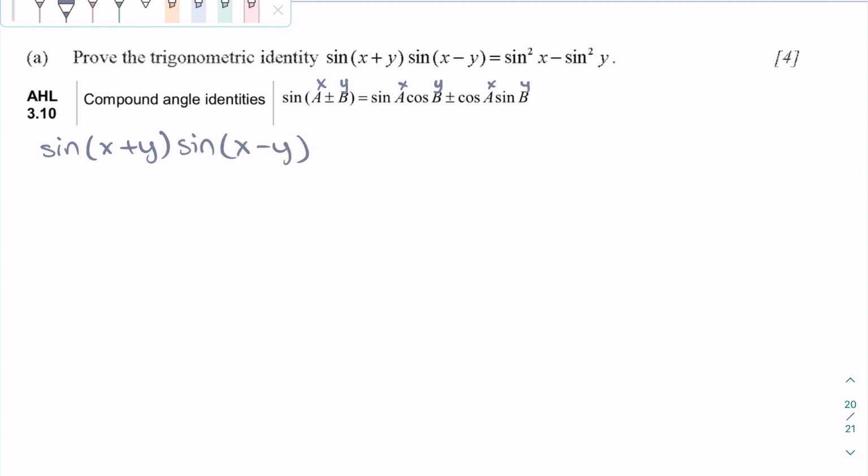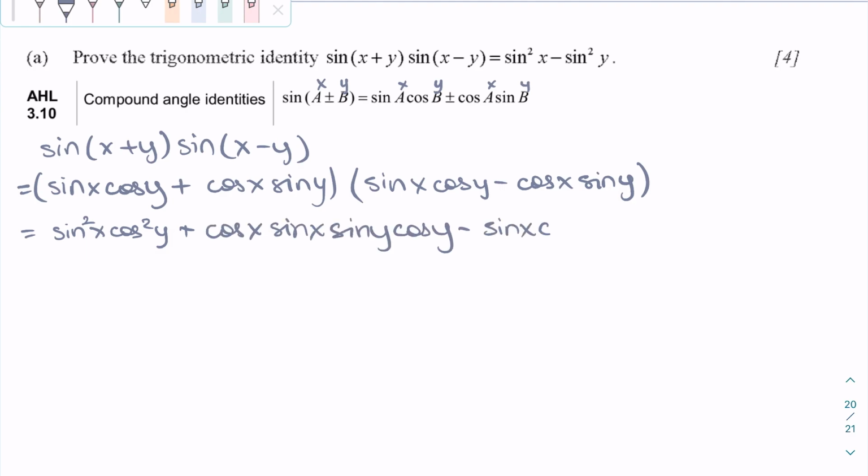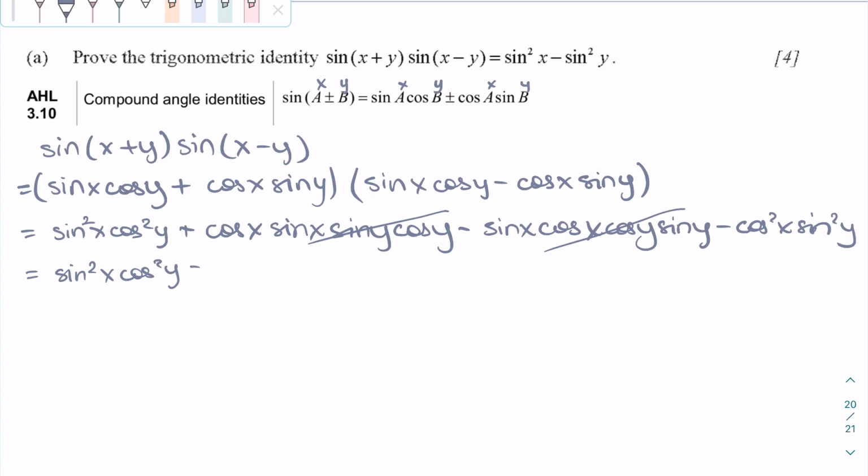So, in the formula, we can replace a and b with x and y. So now we can rewrite the left-hand side as the product of two identities. We can now use the FOIL method to expand the brackets. The two middle terms cancel each other out, so we're left with sine squared x cosine squared y minus sine squared y cosine squared x.